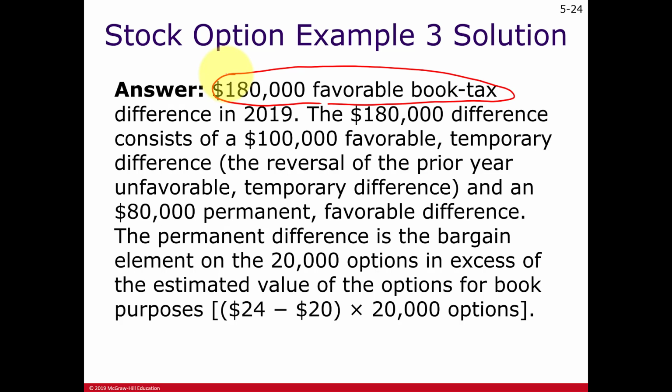Keeping in mind, you already reported a $100,000 deduction on the income statement last year. So you're offsetting that, leaving you another $80,000 to be deducted. And because there's nothing to offset on the income statement, $80,000 is treated as a permanent difference. The $100,000 that was reversed from last year is a temporary difference. Both are favorable because you're deducting it on the tax return now, and nothing this year for the income statement.